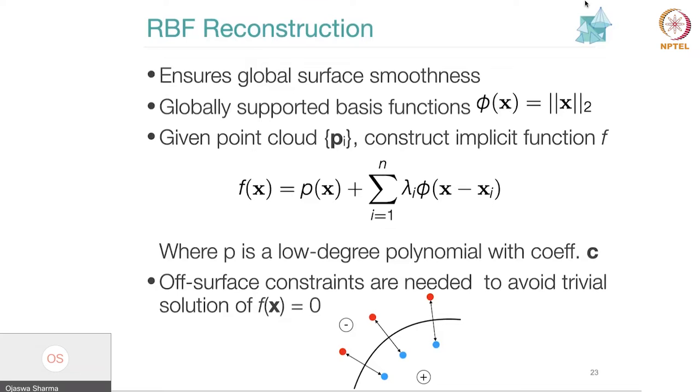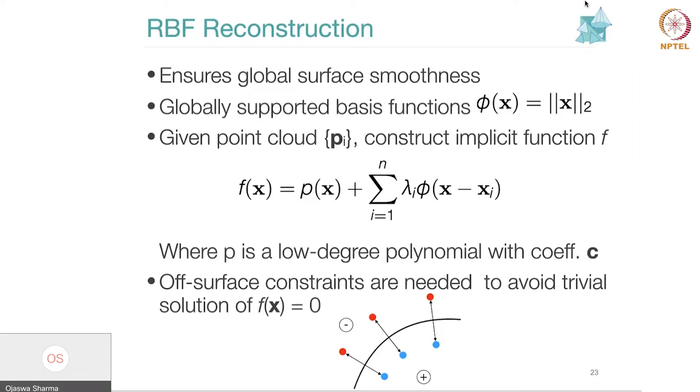The unknowns are the coefficient c and the lambda i's, because you need to weight. It's a weighted combination of these radial basis functions. The lambda i's are unknowns and the c's are unknowns. And because you're going to be taking a level set zero.